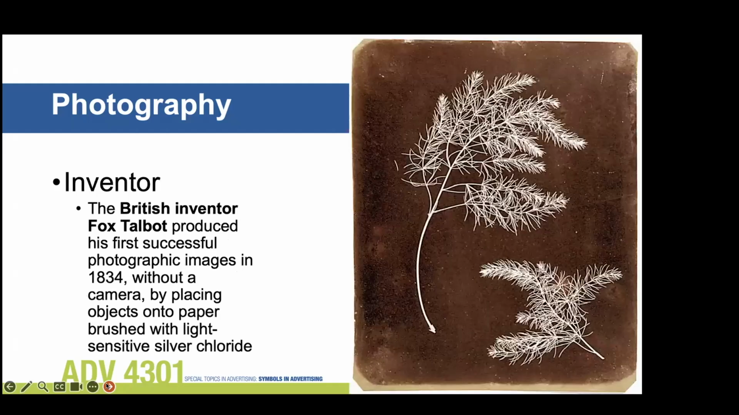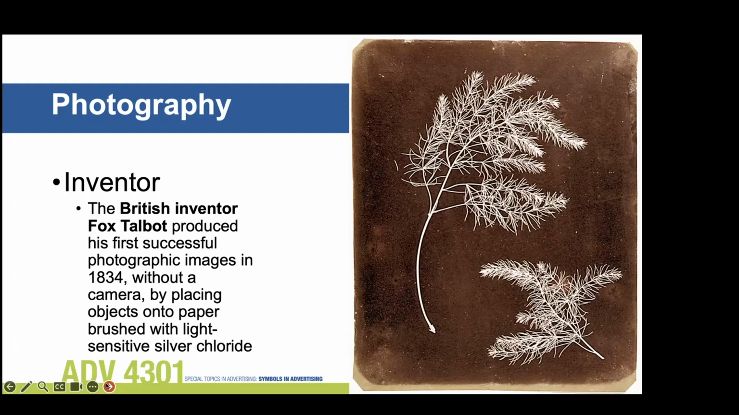The next photograph that was of note was by British inventor Fox Talbot. He produced this photograph in 1834 without a camera. What he did was brush light sensitive silver chloride onto paper and then lay, it looks like asparagus or some kind of ferny little plant on there, and exposed it in the sunlight and then used chemicals to develop it.